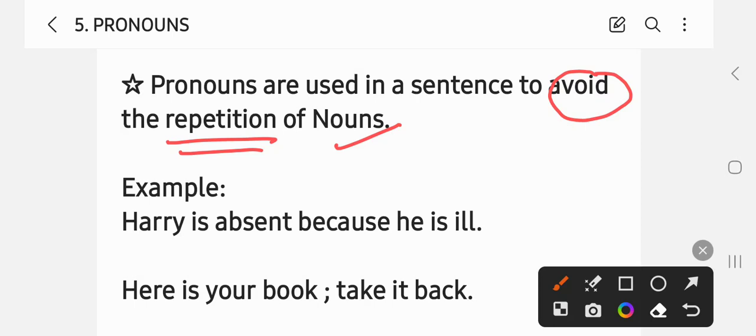Let us take an example. Harry is absent because he is ill. Harry is a proper noun and he is a pronoun. We cannot say Harry is absent because Harry is ill. So in order to avoid the repetition of the proper noun Harry, and since the gender is male, we have used the pronoun he.